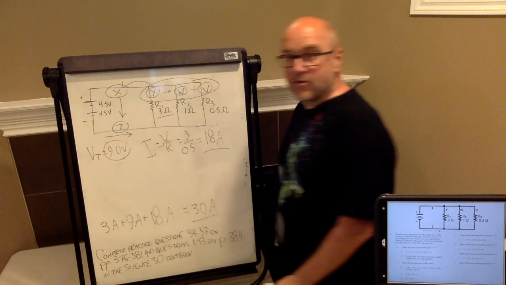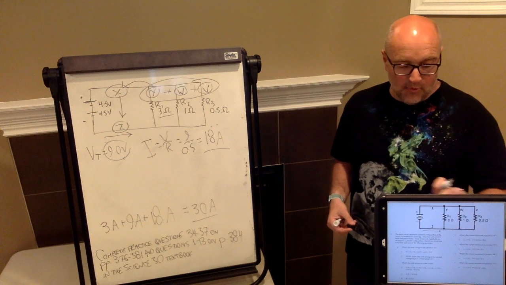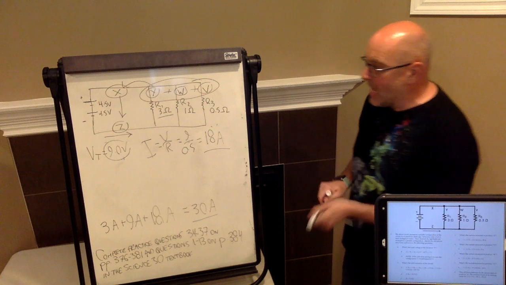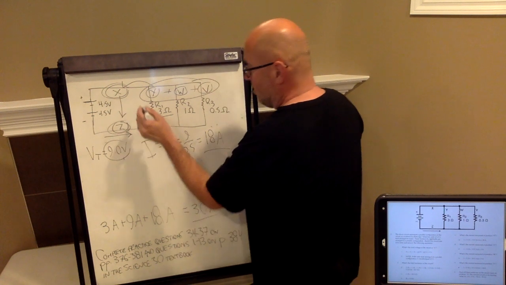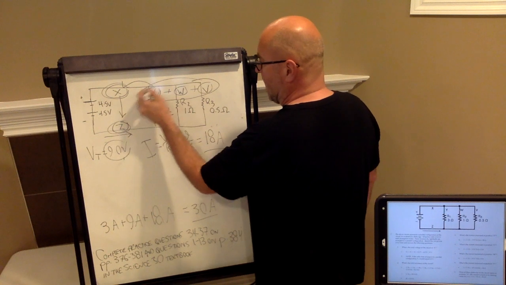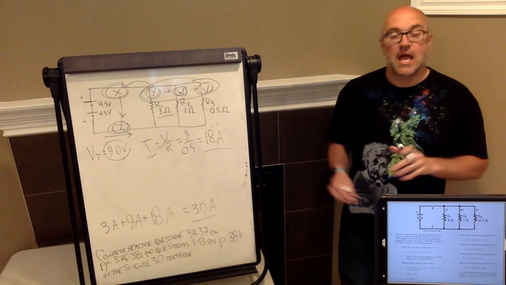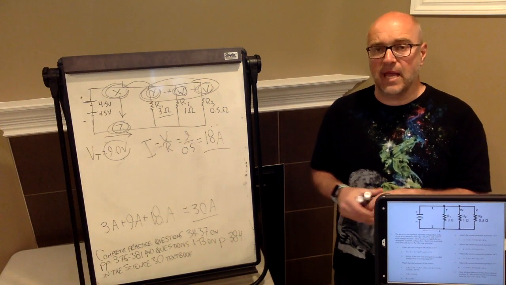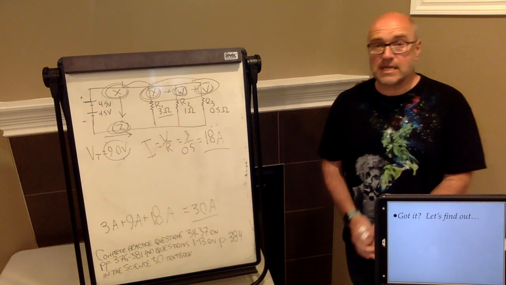Well, look at that, folks. 3 plus 9 plus 18 equals what? 30. The math works. So again, at position X, we're going to have 30 amps. Z, we're going to have 30 amps. Y is going to be 3 amps. W is going to be 9. V is going to be 18. And all the way through this parallel configuration, the voltage always remains the same. There you go. Got it?